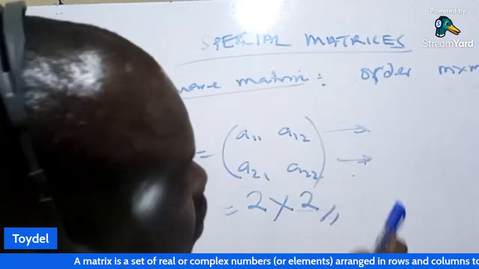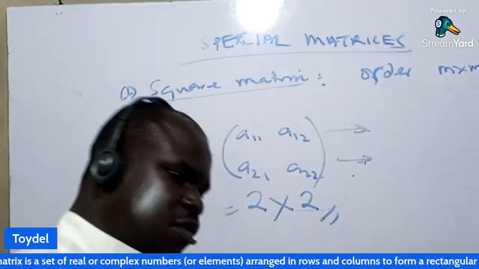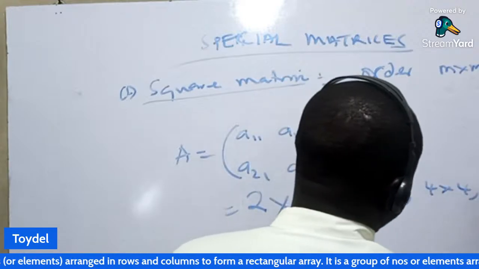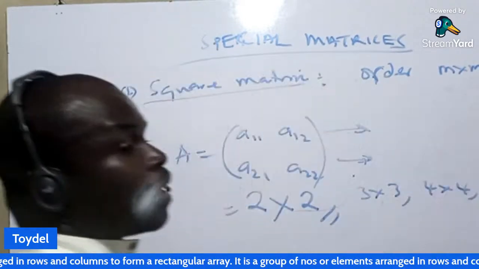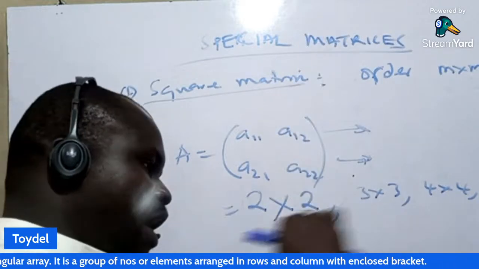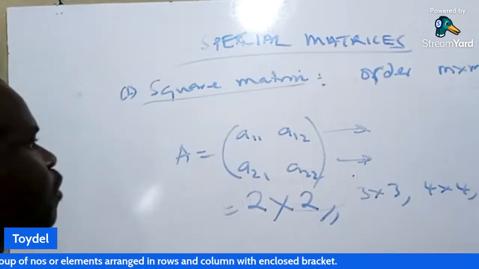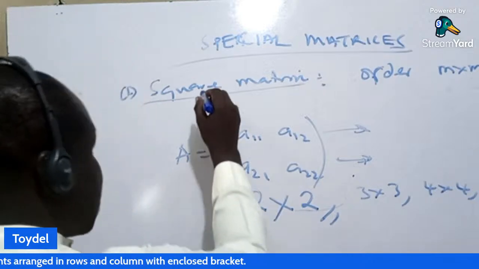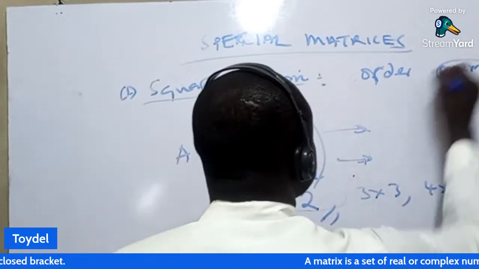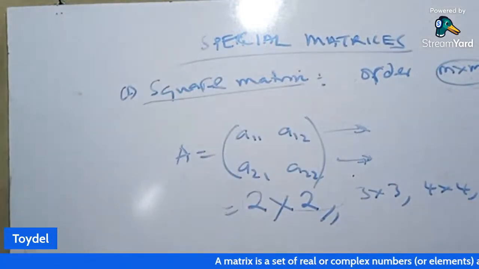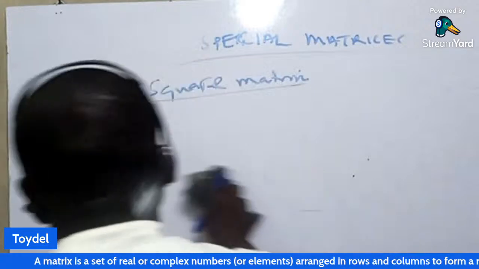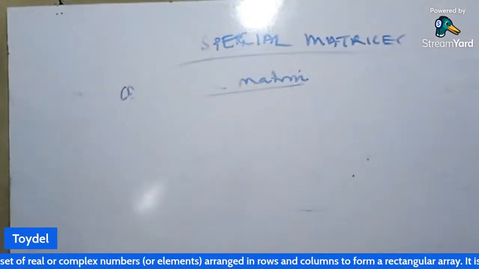So when we have an m by m matrix, that simply means that the number of rows is equal to the number of columns. We can have a 3 by 3 matrix, we can have 4 by 4, we can have 5 by 5, etc. So when we talk about a square matrix, it simply means that the number of rows must be equal to the number of columns. Not all matrices are square matrices, but when we have something of this format, then we call it a square matrix.